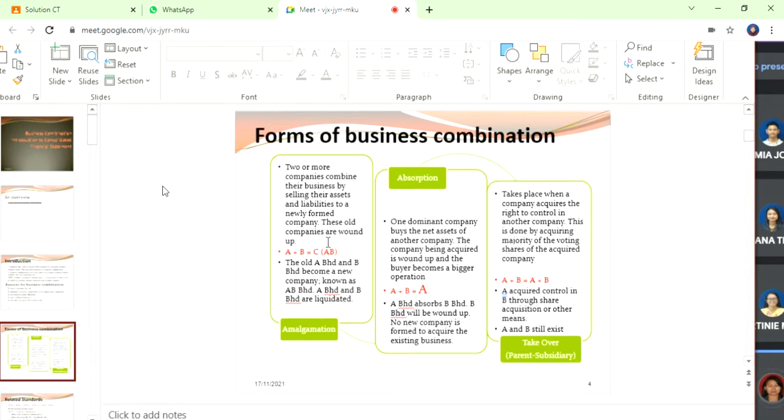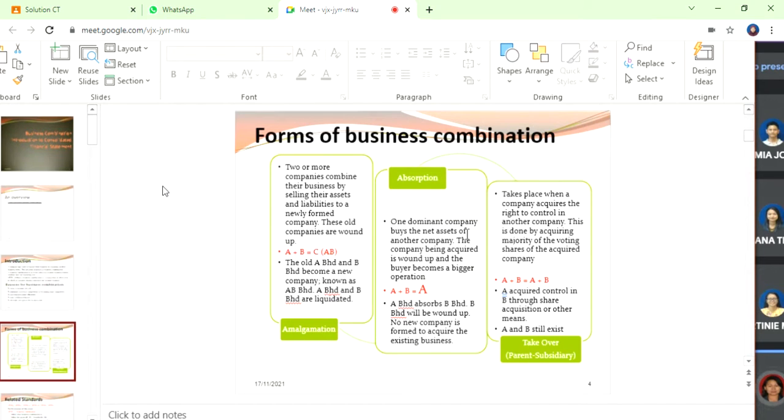That is amalgamation. This business combination for amalgamation will not be tested in the topic for group accounts. It has nothing to do with group accounts. So you just need to understand the theory part of it.